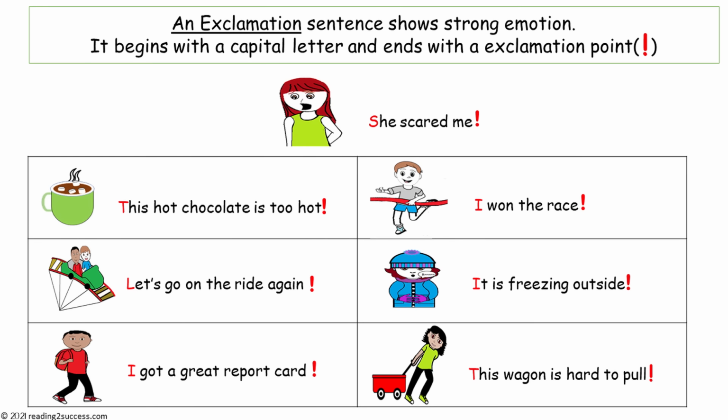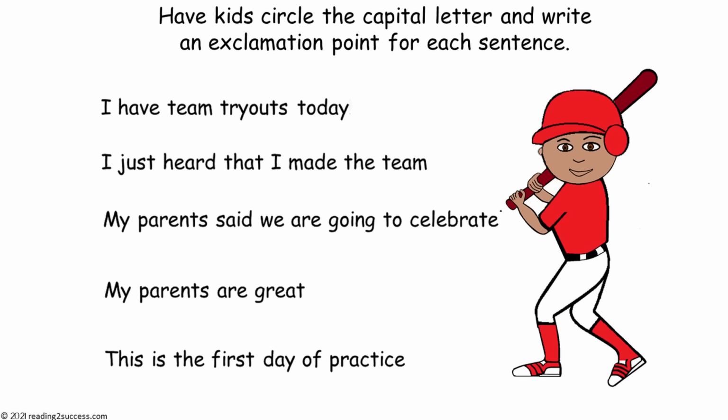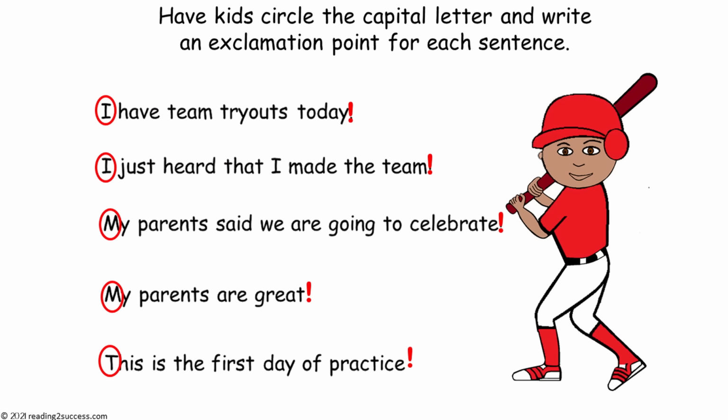Now with kids, read each sentence, point to the capital letter and the exclamation point at the end of each sentence. Now have kids circle the capital letter and write an exclamation point for each sentence. This is the completed example.